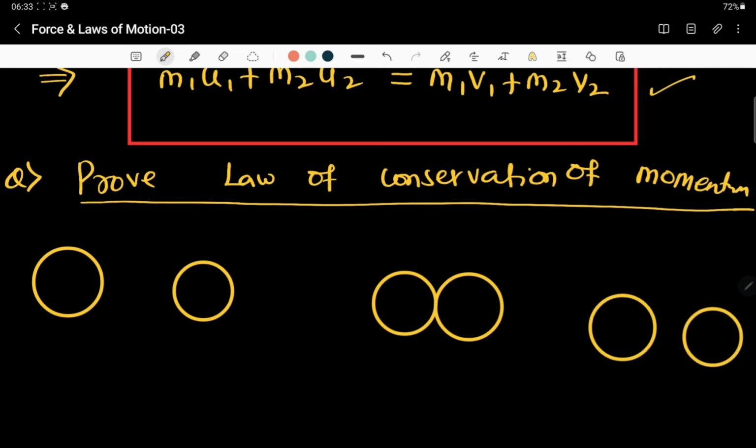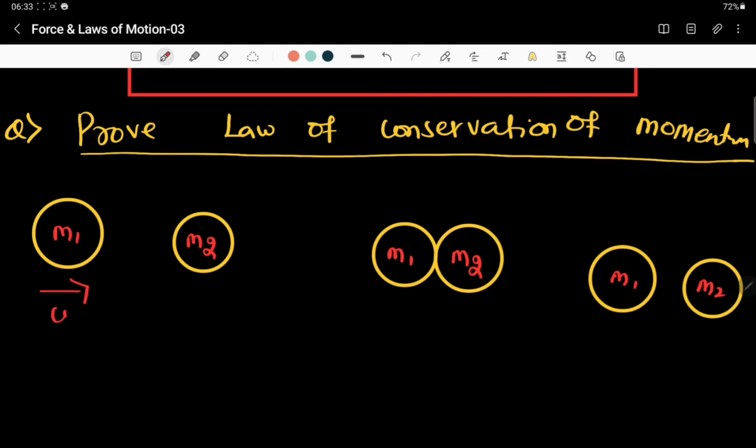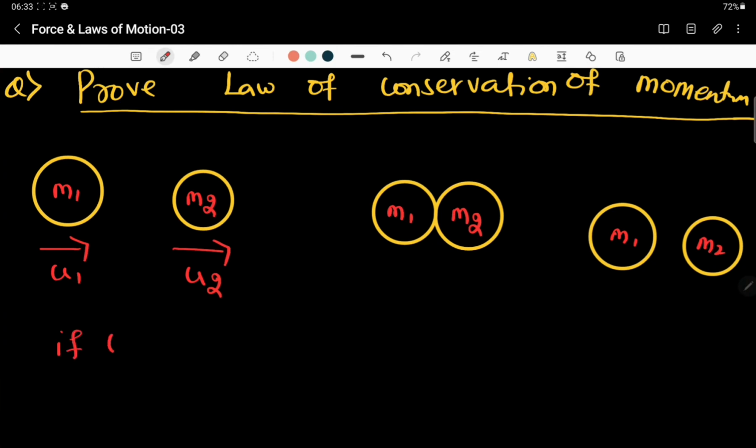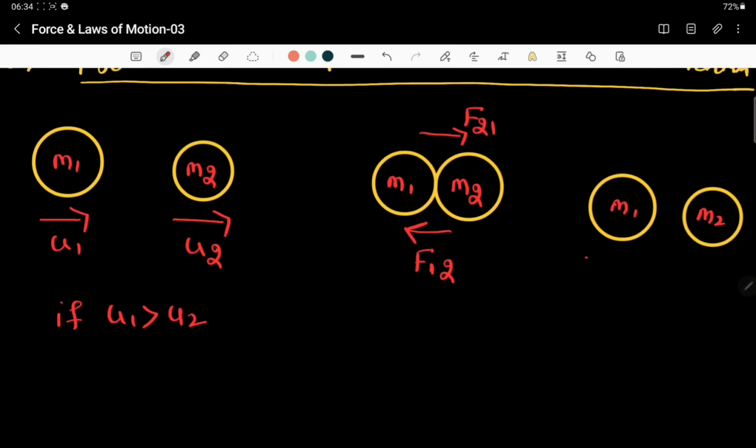So let me mark all the things, you already know. This is mass m1, do it along with me. This is mass m2. It is moving with velocity u1, and this is moving with velocity u2. If u1 is greater than u2, these are going to collide. This is during the collision. Now this force is known as the force on the second body due to the first body, and this force is the force on the first body due to the second body. Then after that they will start to move with the final velocities v1 and v2.